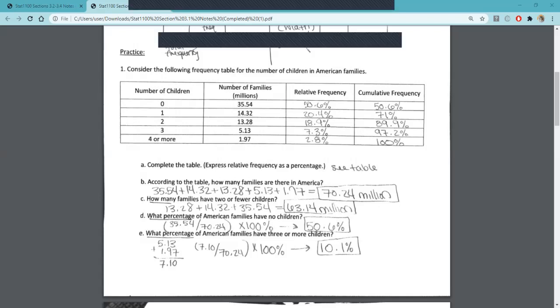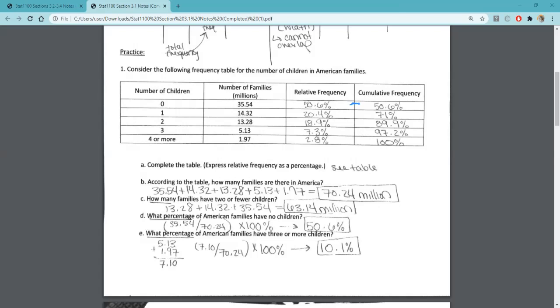Once we get to cumulative frequency, what we want to do is add up all of the frequencies that have happened thus far. So here we notice in this first row, the only frequency that we've seen is at 50.6. So that is our cumulative frequency here. To get the cumulative for the number of children to be 1, we're going to take that 50.6 and we're going to add it to the 20.4.